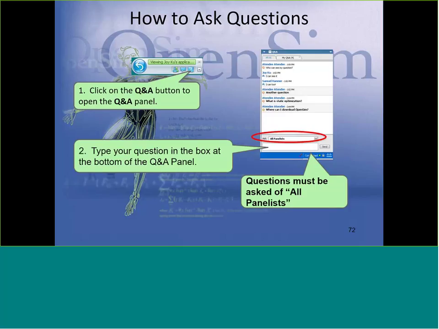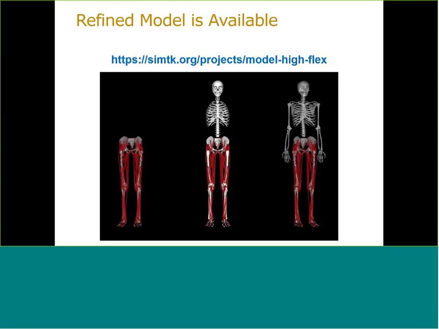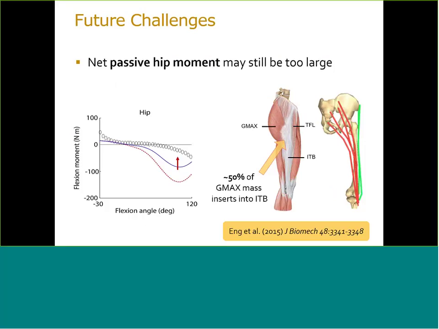Let's see. While we're waiting to see if there are any other audience questions, I'll go ahead and ask another. You mentioned that another possible issue with the model is how the IT band is represented. Could you go back to those slides and talk a little more about whether you have ideas about how that might be resolved in the model?